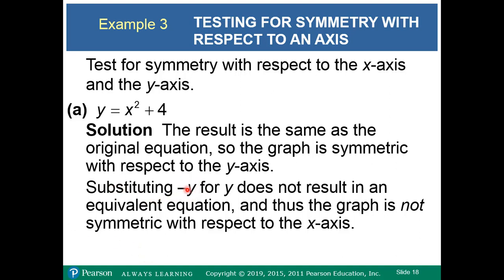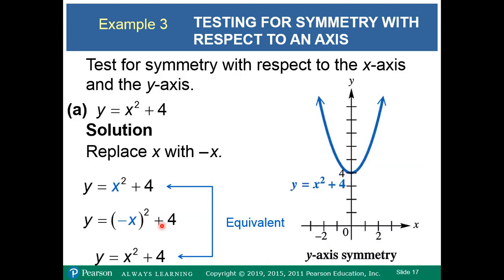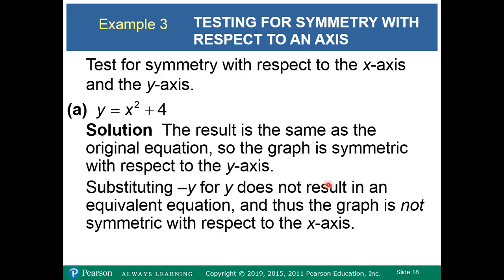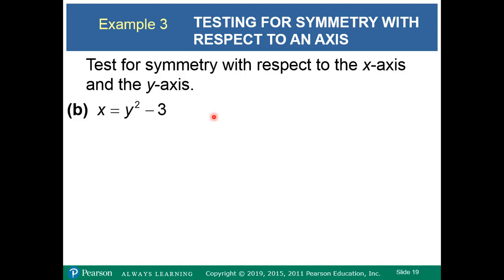Now, what if we substitute negative y for y? This does not result in an equivalent equation. We can see that from the graph, right? We can see that this is not going to be symmetric with respect to the x-axis. But again, it's good practice to show. So if we replace this with negative y, and then multiply both sides by negative 1, we get y equals the opposite of x squared minus 4, which is definitely not the same thing that we started with, rather. Okay, so it is not symmetric with respect to the x-axis.